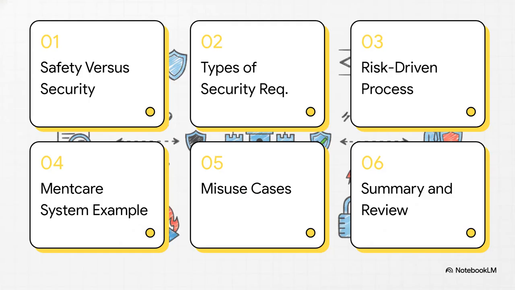Here is our agenda for today. It follows a really logical flow that's going to prep you perfectly for your upcoming exams. We'll start by contrasting safety with security, and then we'll break down the specific types of security requirements. After that, we'll walk step by step through the risk-driven specification process, apply it to the Mentcare system example, and tackle a crucial concept known as misuse cases. Finally, we'll wrap up with a thorough lecture summary.